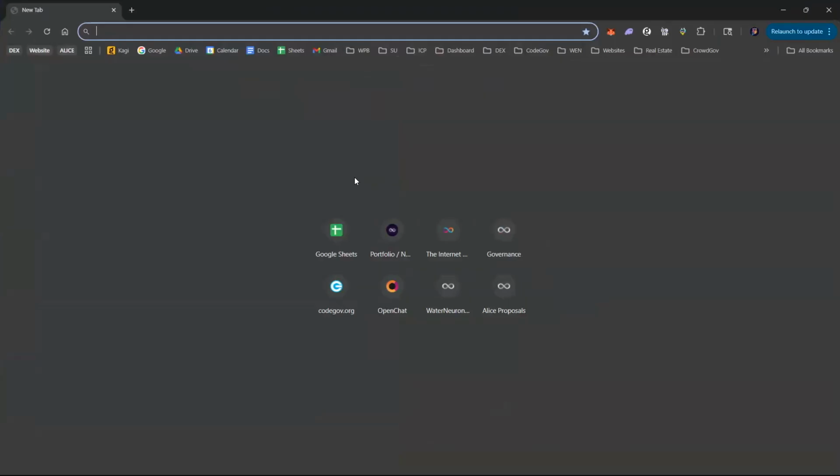Did you say you wanted me to share my screen and sort of walk you through that a little bit? Yeah, that would be great. Yeah. Let me just start here, and I'll first go to CodeGov.